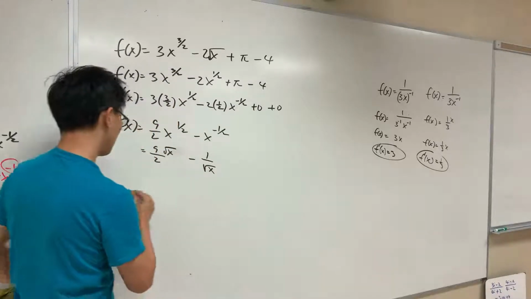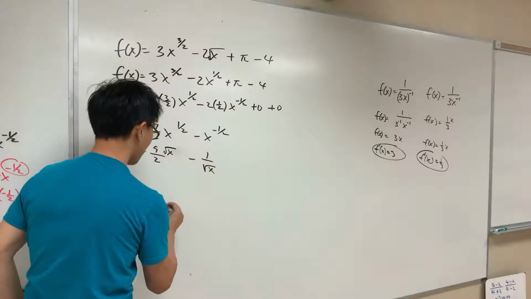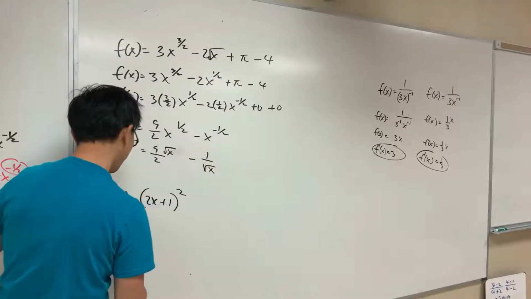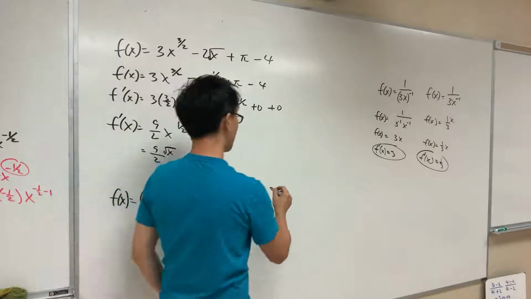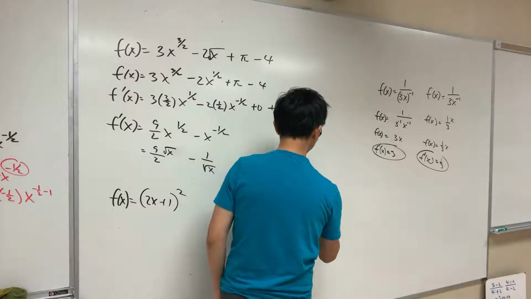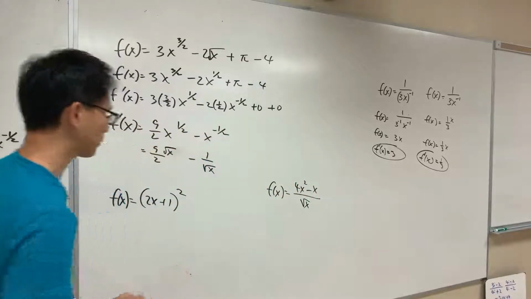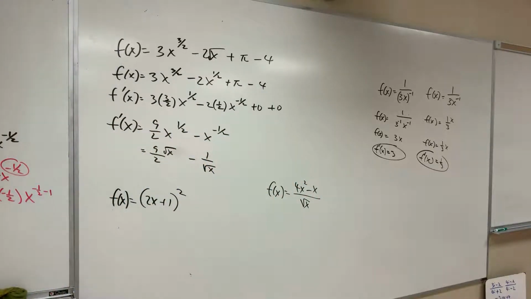Okay. Two other questions that you have to worry about for derivatives. This one is going to be 2x plus 1 to the square. And the next one is also f of x is equal to 4x squared minus x over square root of x. So there are 2 situations.